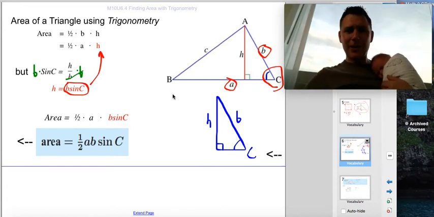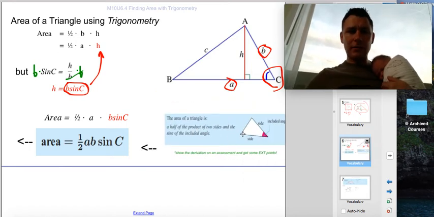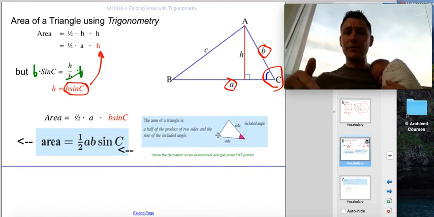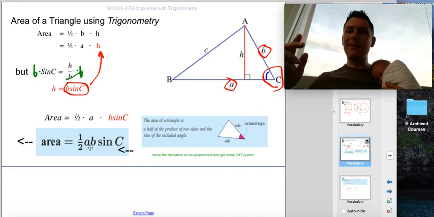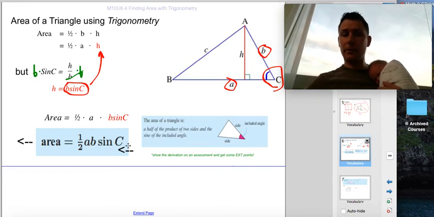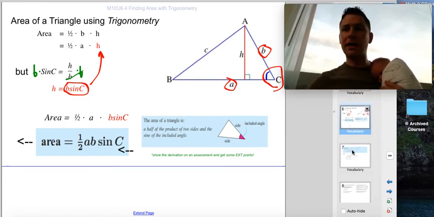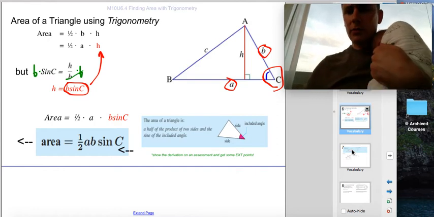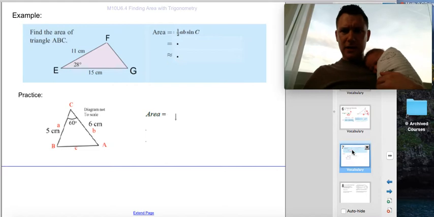So really what we've made is a formula to be able to do this more efficiently. So if you have two sides and the angle between, use 1/2 AB sine of C, and you can find the area. Cool? If you're confident in the derivation and you'd like to show me on an assessment, I'd give you some extension points for that, making some 7 and 8 headway. Cool? All right.